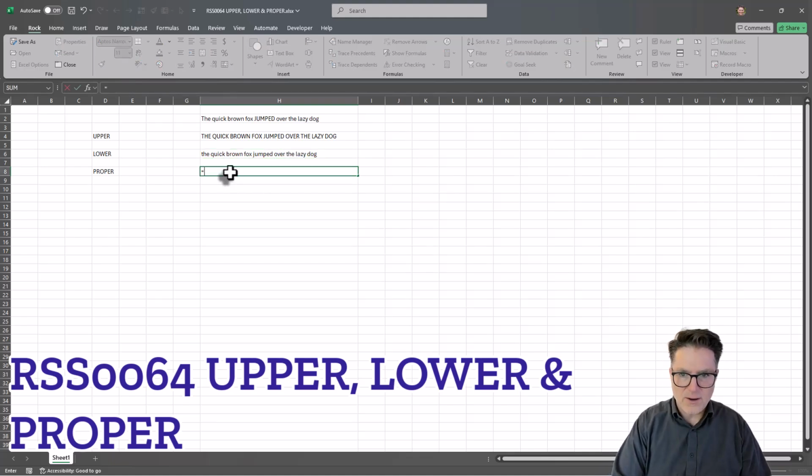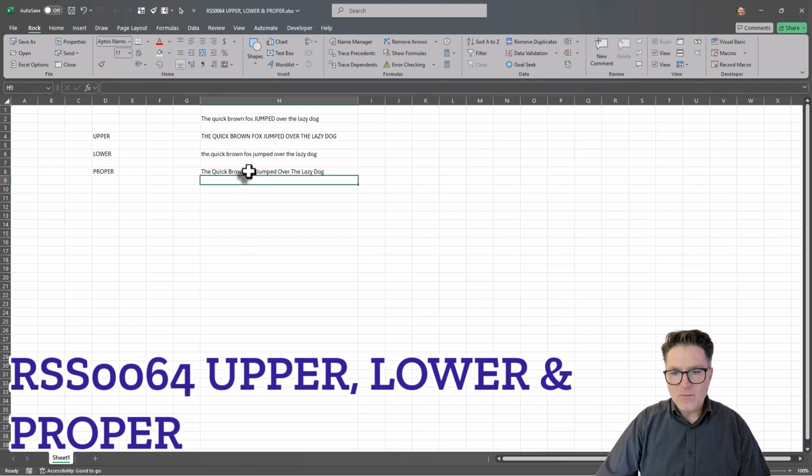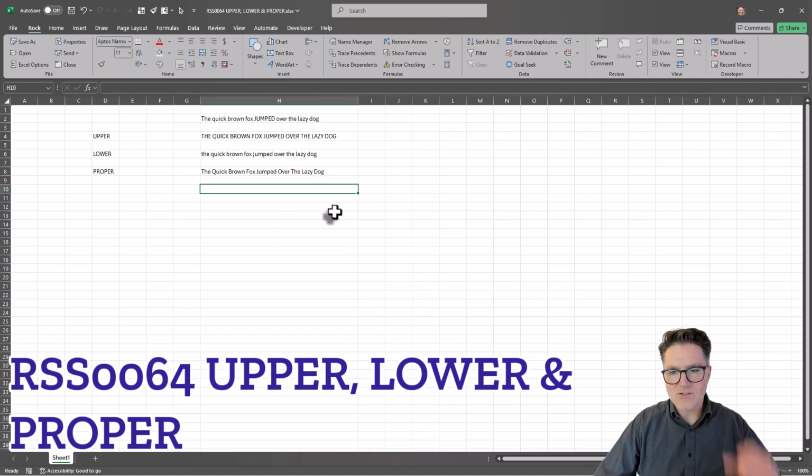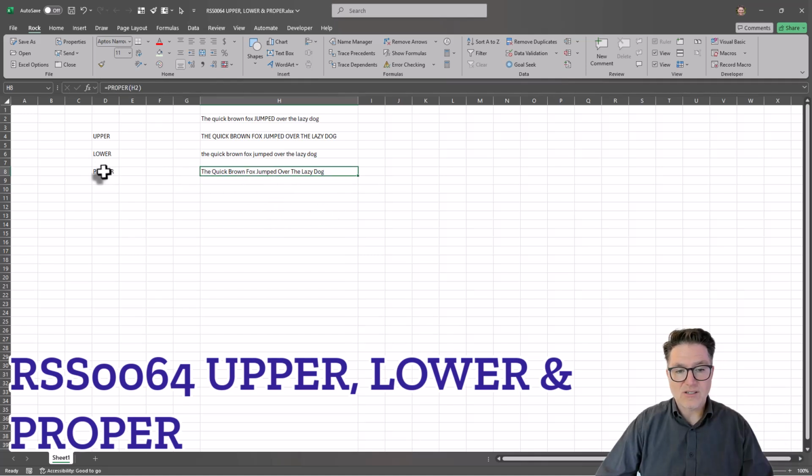Let's try proper now. If I click that, it will capitalize the beginning of every word. It doesn't know if you were trying to do title case and say there are rules about which words would actually be capitalized if this were, say, a headline, in which case you'd think that this "the" would not be capitalized, etc., as you might have learned in school. But it just cuts to the chase and does a capital letter for all of the words in the phrase.